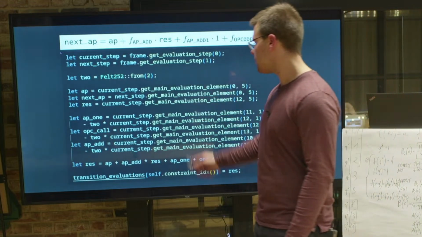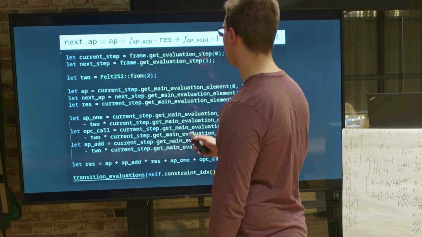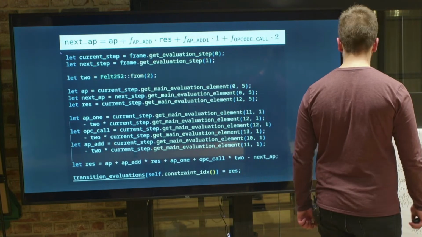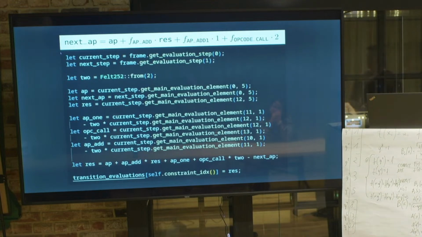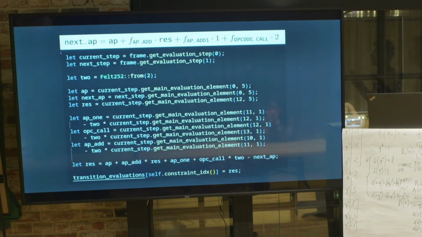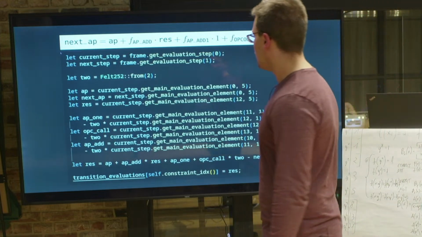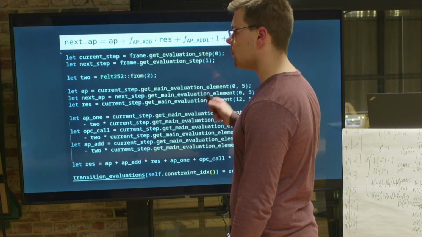So that's also defined over here in the Platinum prover. So yeah, that's how it works. That's how we constrain pretty much this whole CPU with the code. Every constraint is like a dozen lines. Yes, building the polynomial from scratch.